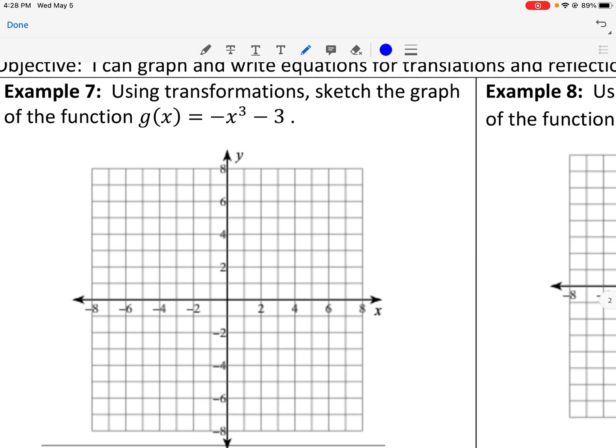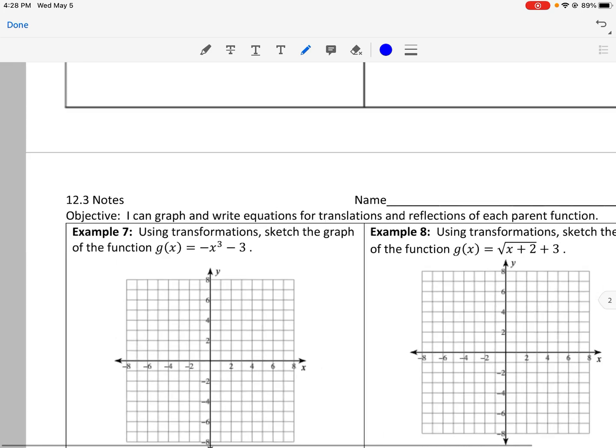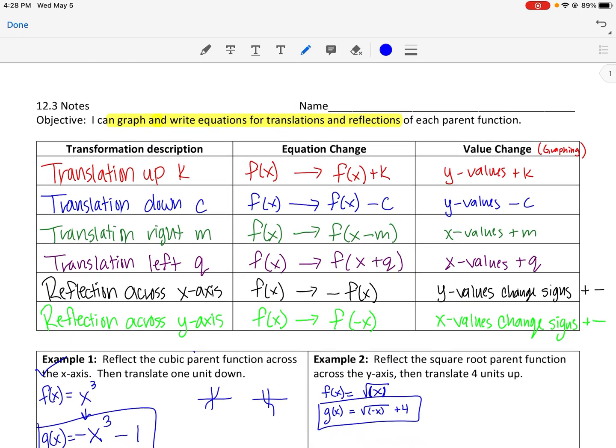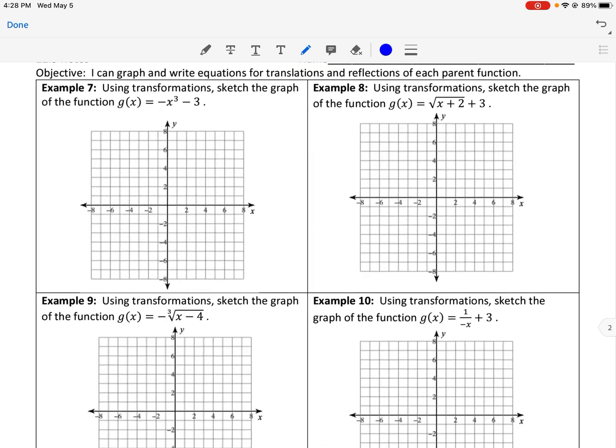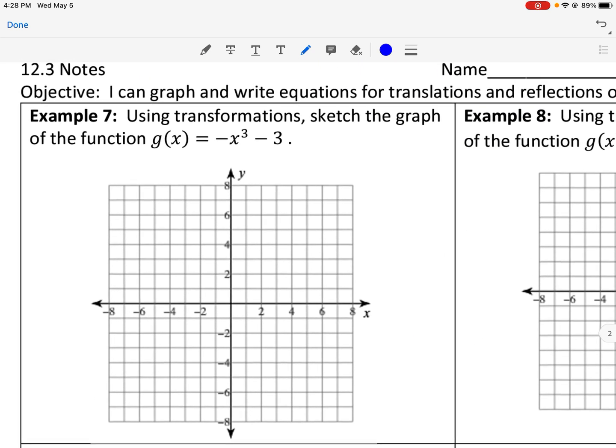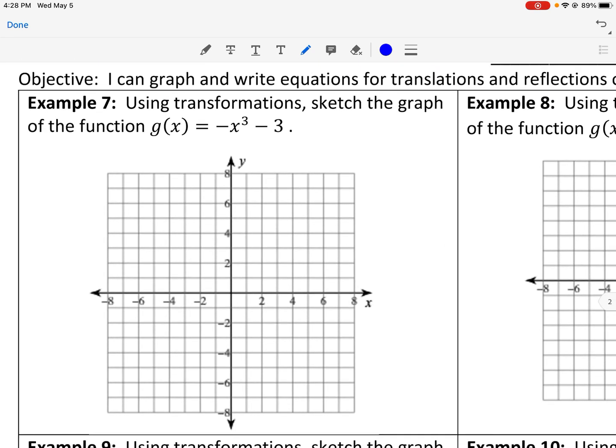Okay, now we're on to graphing. We can use the right side of the table up here to help us figure out how our values are going to change. I'm going to show you how to use the change of values in graphing, but you can also use your calculator for this to get some specific points.